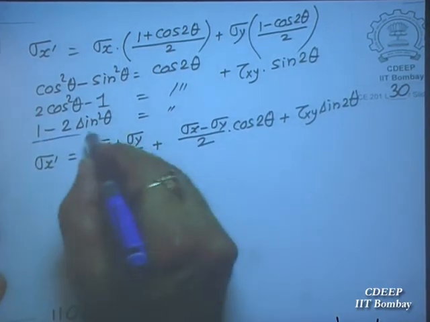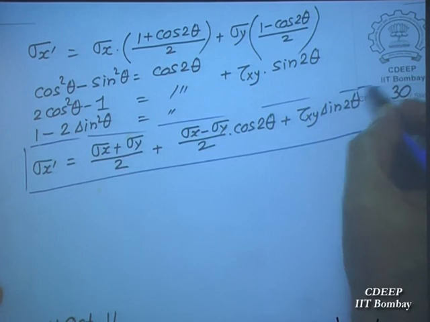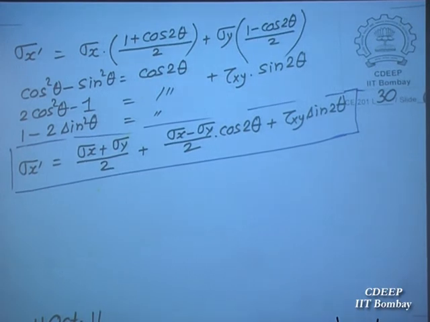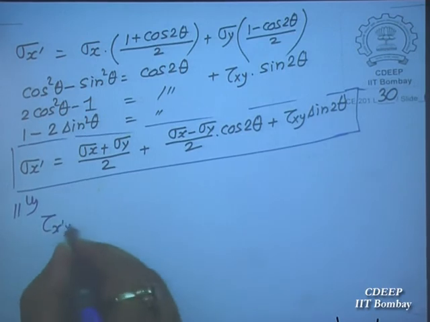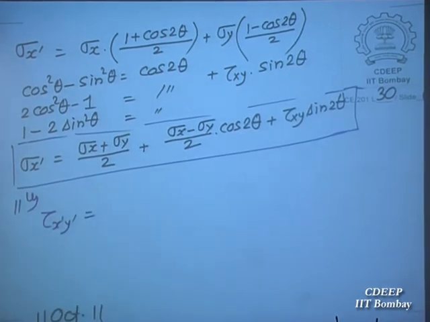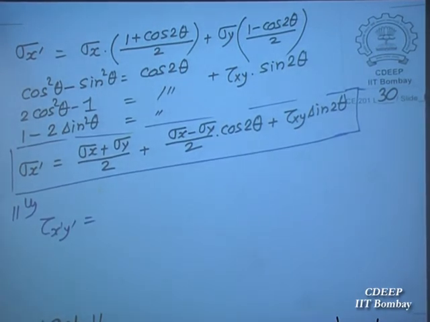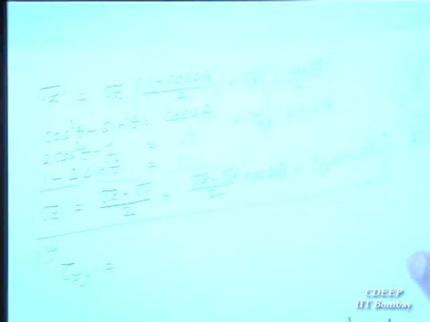So similarly, you please find out, I will not derive now, you please find out the transformation rule. So this is called transformation rule. Similarly, find out what is tau x dash y dash equal to. You can find out now, by taking sum of all forces in y dash direction. So please do that. I will not do that. So next. So transformation is over of stresses for plane stress problems.